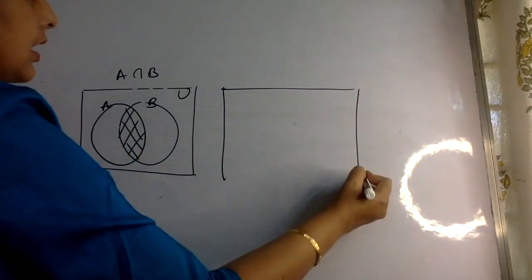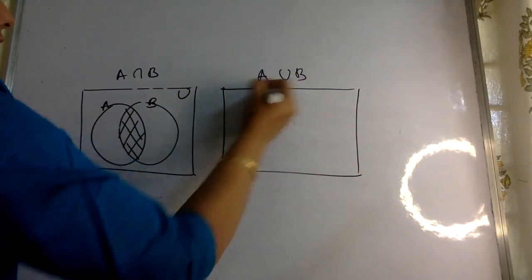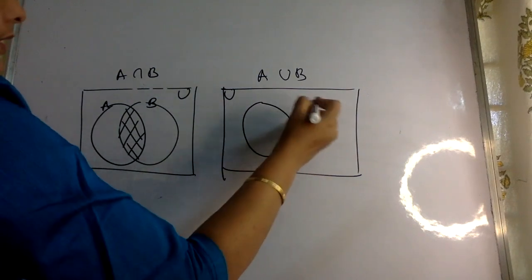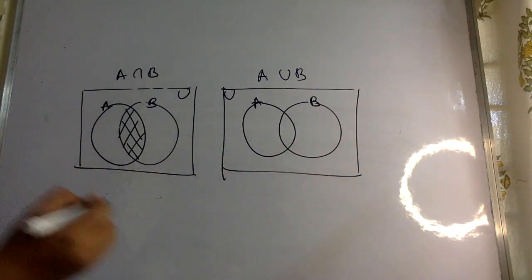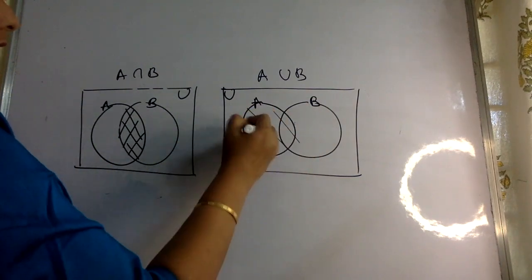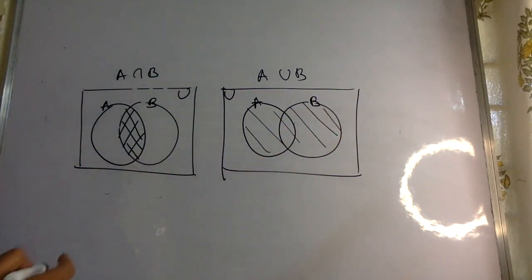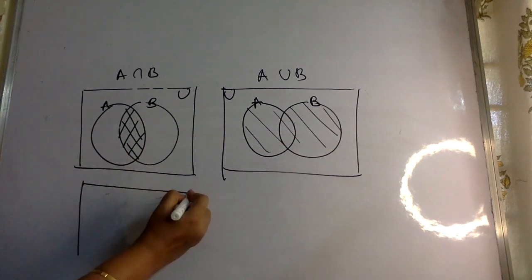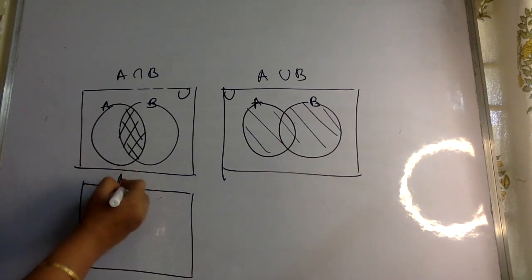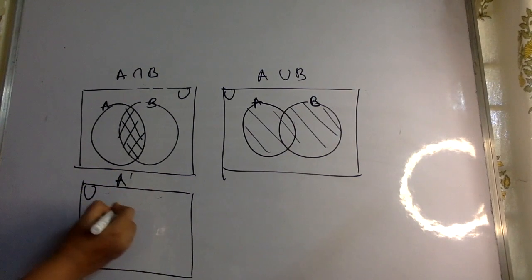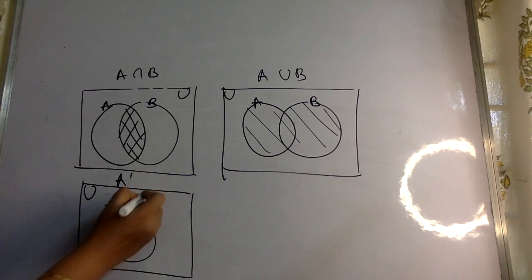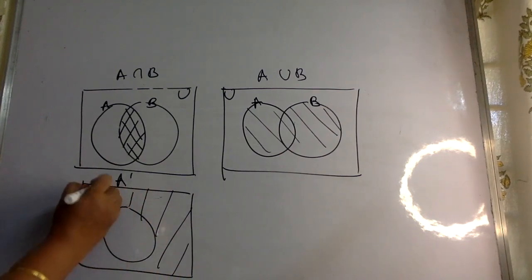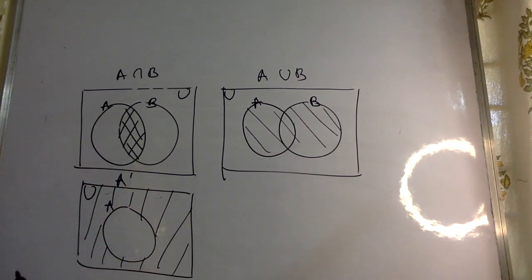Let me draw A union B. For A union B, you have to shade the full area. This makes A union B. Let me draw A complement. This is the set A, then A complement is this, because this might help you to remember it better. This is A complement, that is everything else other than the set A.